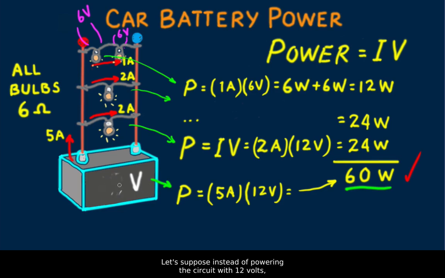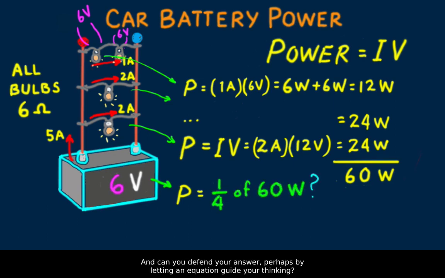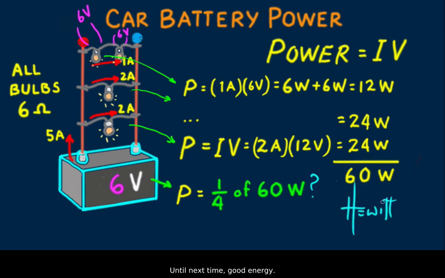Let's suppose instead of powering the circuit with 12 volts, we power it with a 6-volt battery. Can you show the power put out by the battery would be equal to 1/4 of 60 watts? And can you defend your answer? Perhaps by letting an equation guide your thinking? I hope so. Until next time, good energy.